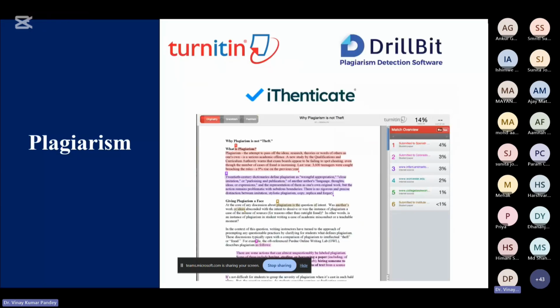So this is how a plagiarized report looks. If you have copied some paragraph from some paper, it will show you. See, you can see from where it has been copied. You can see this color, that means the third one. It has been copied from this particular paper. Like this, the report is represented by the software.